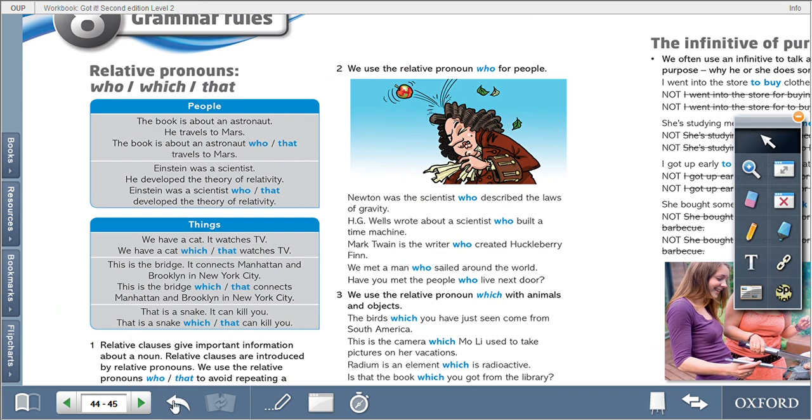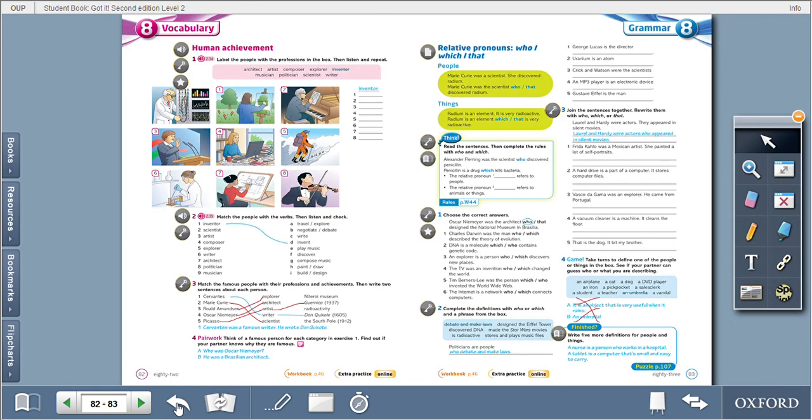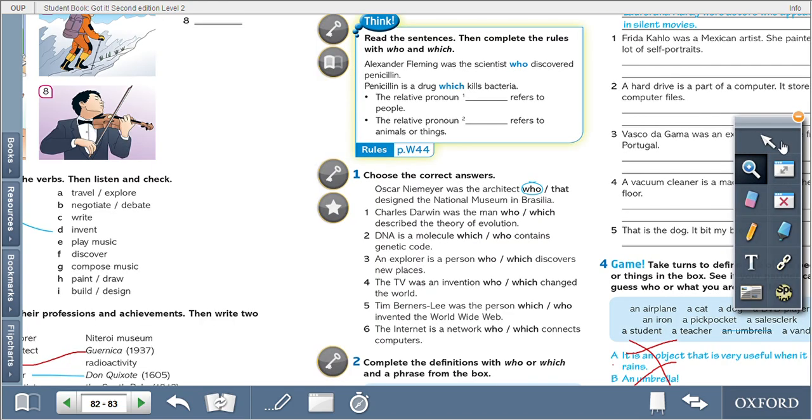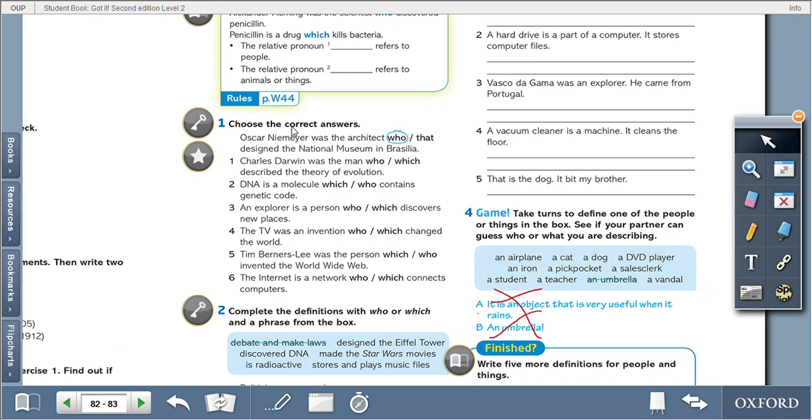Okay, so now, as we know the rules, we're gonna do these exercises here. For example, we have Oscar Niemeyer was the architect who or that designed the National Museum in Brasilia. Chicos, siempre va a ser más importante usar who que that. Lo mismo que which. Which va a ser siempre mejor que that.